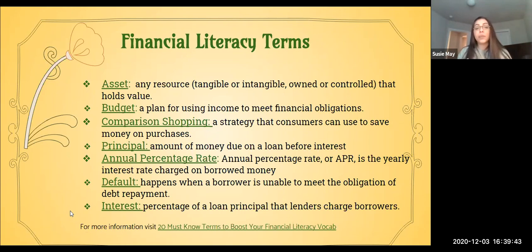Default happens when a borrower is unable to meet the obligation of paying back debt. And interest is a percentage of a loan principal that the lenders charge borrowers. So interest is what it costs to take out a loan.